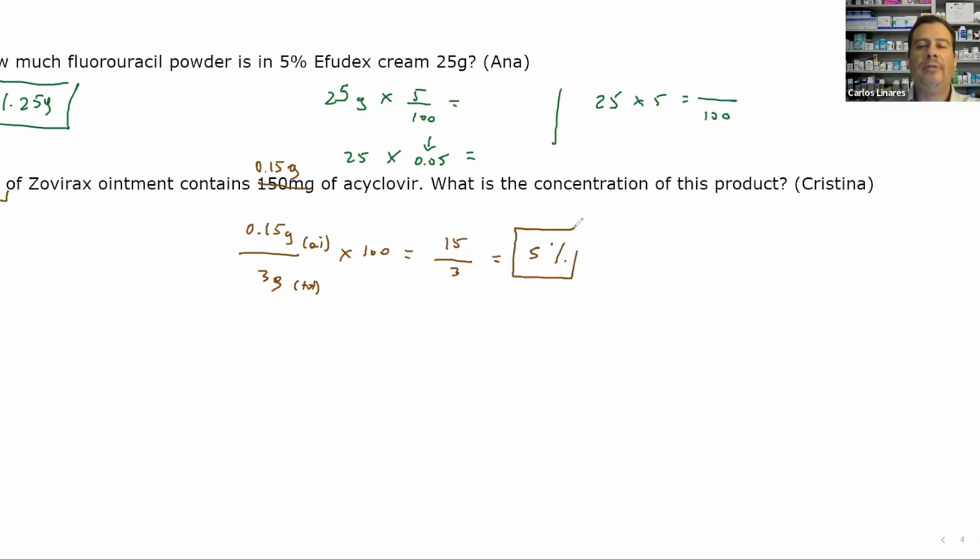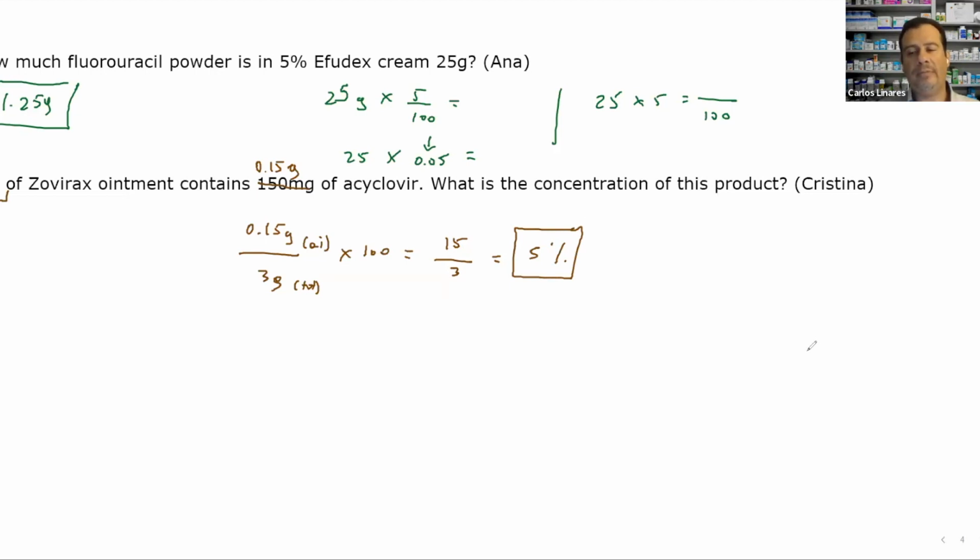5% strength. Zovirax, anybody know what Zovirax is for? For chickenpox. Chickenpox, herpes, yes. Okay. Questions on this?